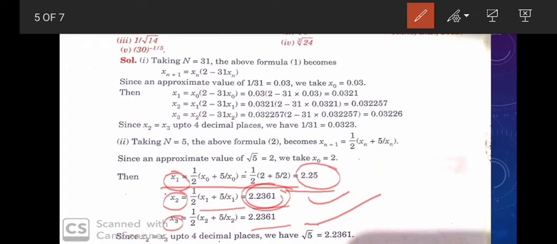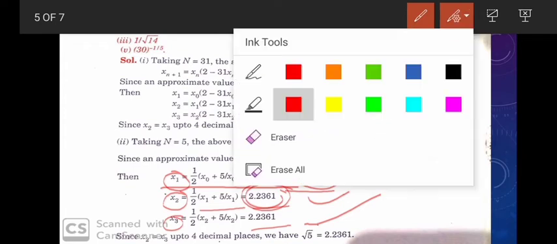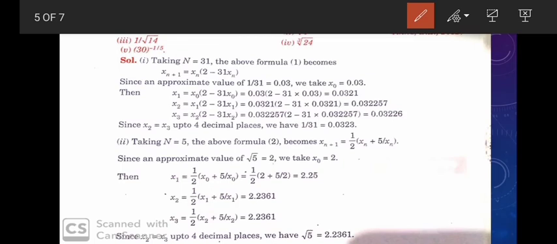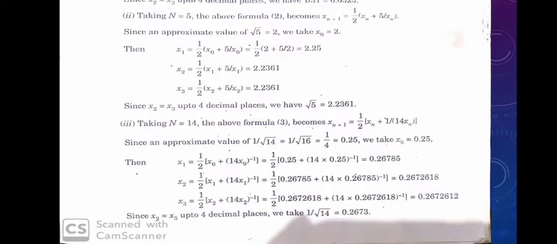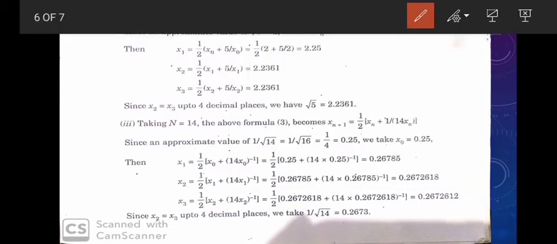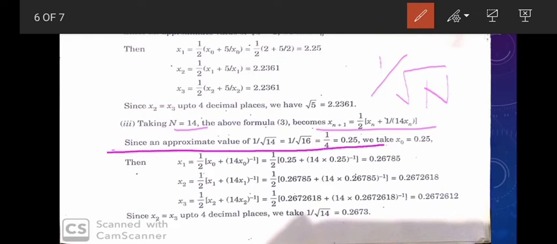Now our third question is 1 by root 14. So we will solve 1 by root 14. How will we solve this? Here n is 14, and the formula for 1 by root n is this. In place of n I have written 14. If we find the approximate value of this, it is about 0.25.